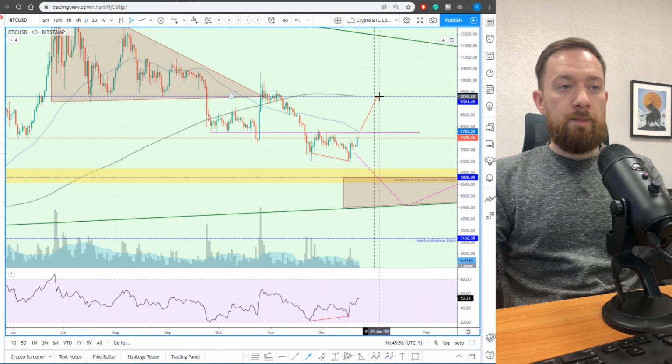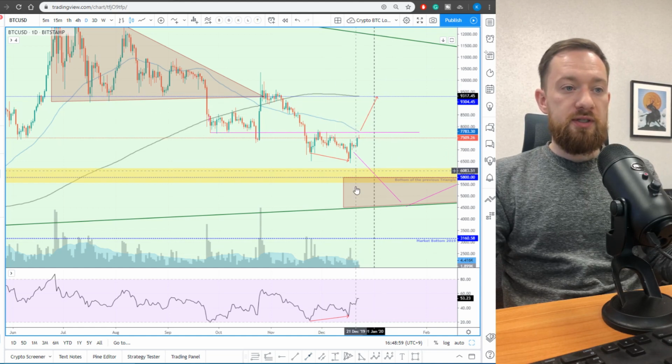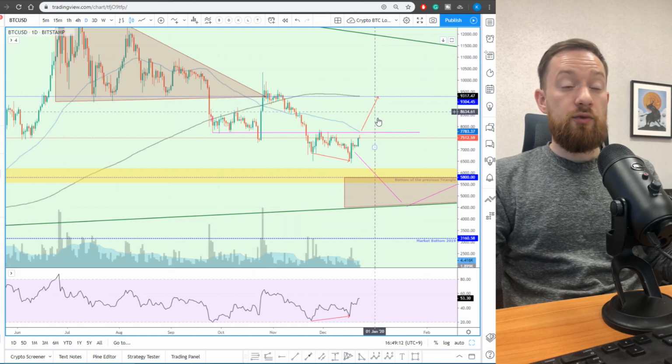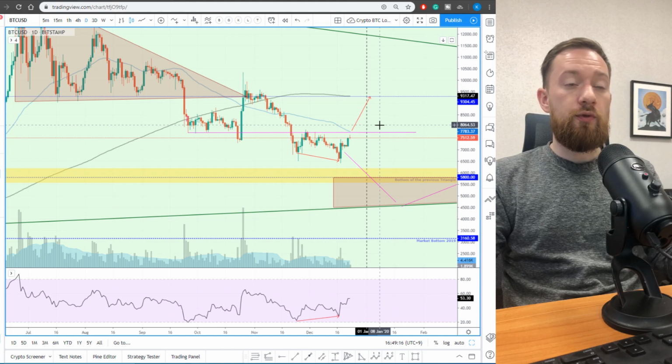If we see an increase in volume, which we actually didn't see during this price movement, then we might break the resistance. We'll go towards the 200 MA, and starting from that point we will be looking for the future price movement.